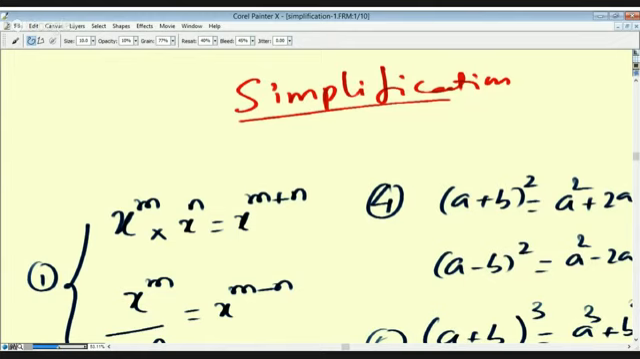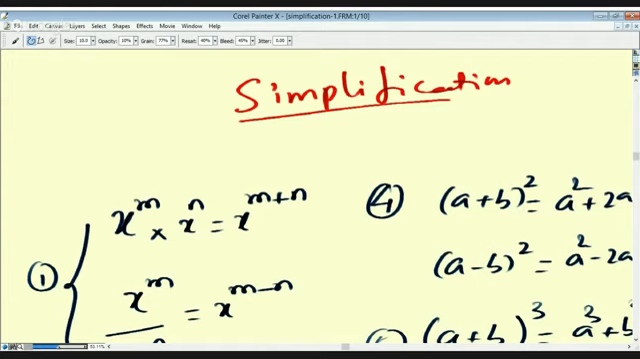Hello friends, today we'll deal with one of the important topics in SSC CGL. The topic name is simplification. Before getting into the topic, one thing we need to know is there are many formulas in the topic. We'll go through very important formulas which will be useful while solving the problems.